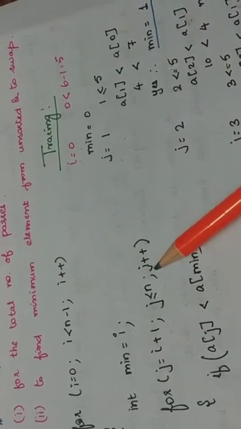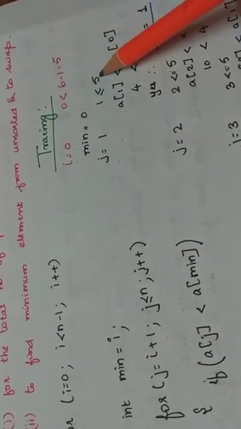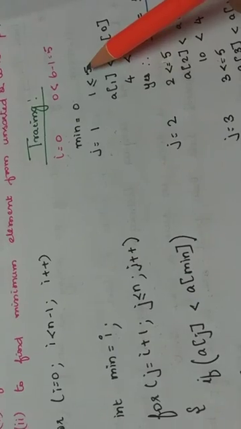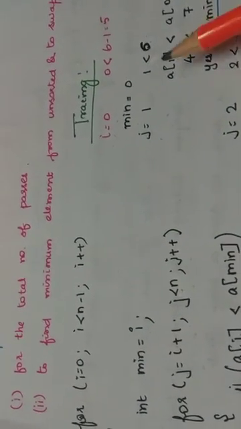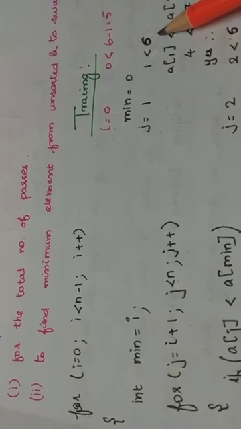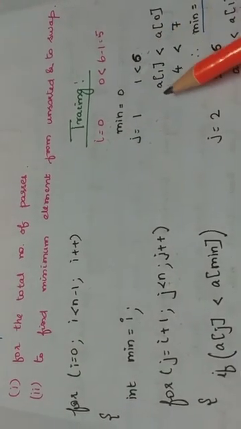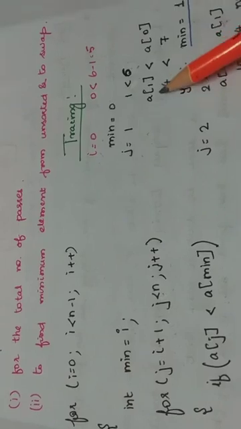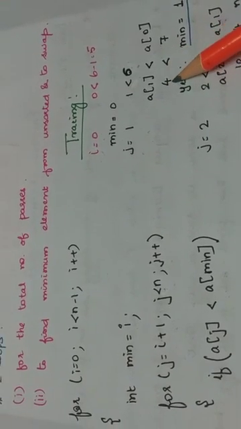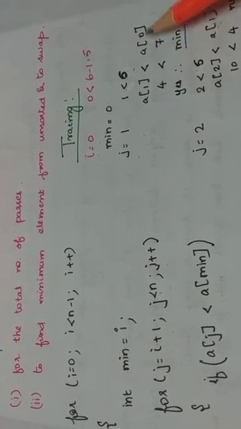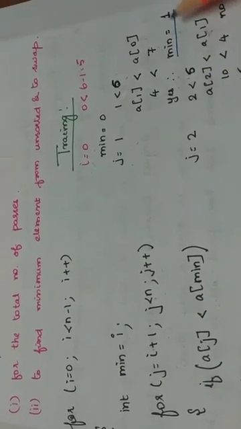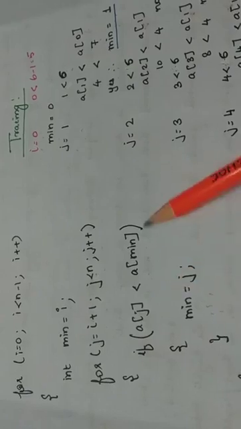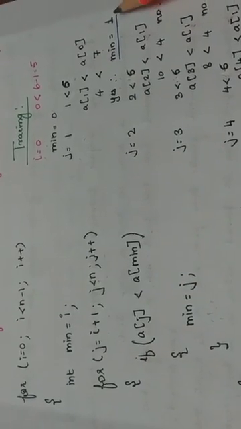Here n is 6, so we check 1 less than 6, that is j less than n. Yes, it is true. A of 1 is 4, and a of 0 is 7, which is the current minimum. Yes, a of 1 is less, right? So the minimum element, we will fix it as 1 now.